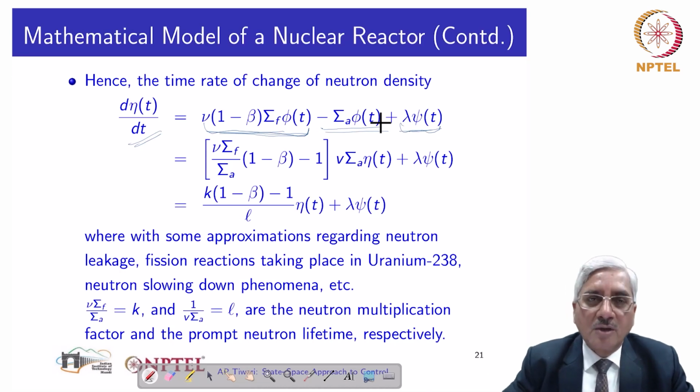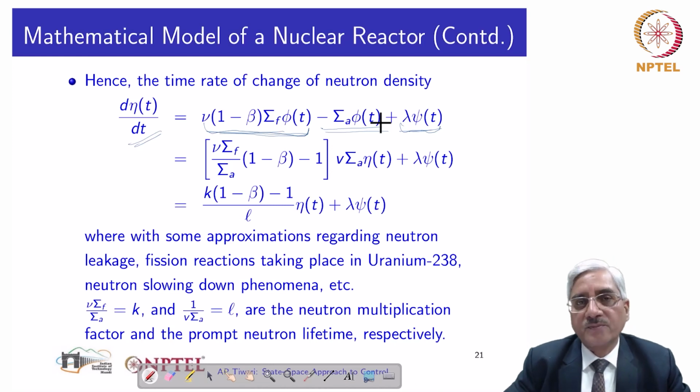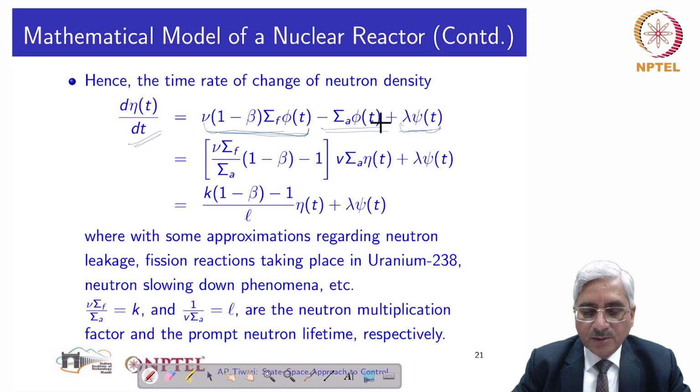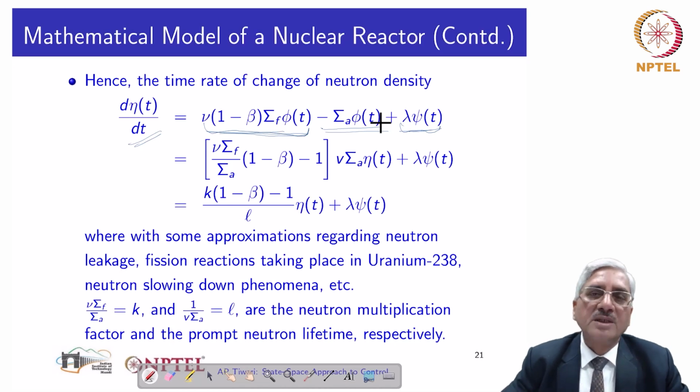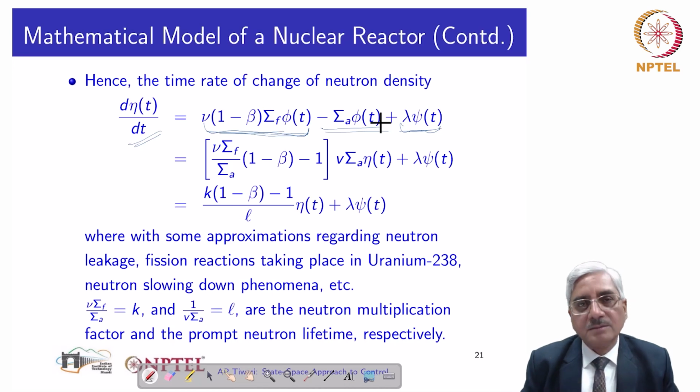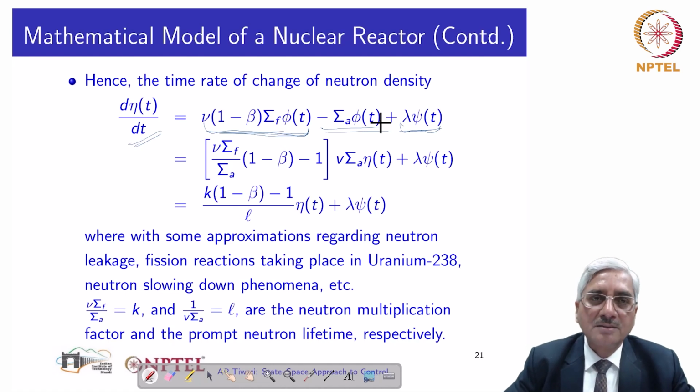Neutrons are getting absorbed. Of course, neutrons are also lost by leakage. At the moment, we are not considering that, to keep the mathematical treatment simpler, so that we can digest it, so that a control system engineer can understand it. The experts will build up more complicated models, but the final form is identical.